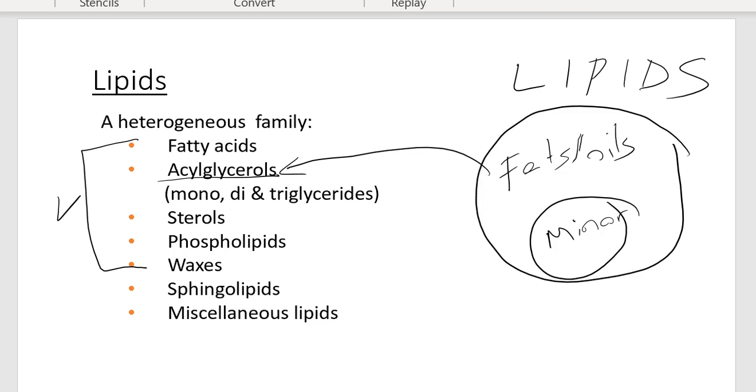We generally do not discuss sphingolipids in food science and technology because it's not an edible lipid fraction. It's not an important lipid in our diet. And we are not going to mention miscellaneous lipids such as fat-soluble vitamins and carotenoids here because they are already covered in other chapters. Okay, let's move on.